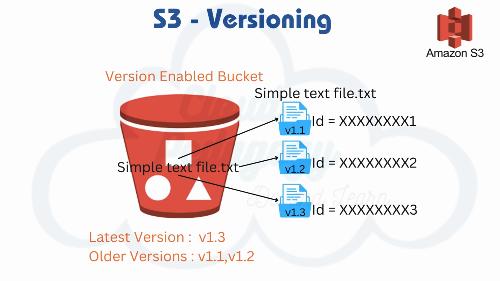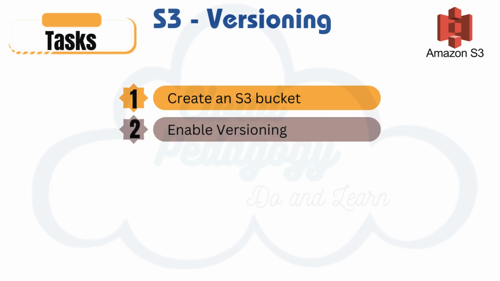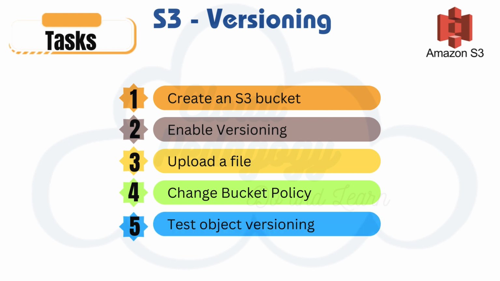So, if you are ready, let's jump into our task. In the first task, we are going to create an S3 bucket. In task 2, we will enable versioning for the bucket. In task 3, we are going to upload a file inside the bucket. In task 4, we'll try to change the bucket policies. In task 5, we are going to test the object versioning.